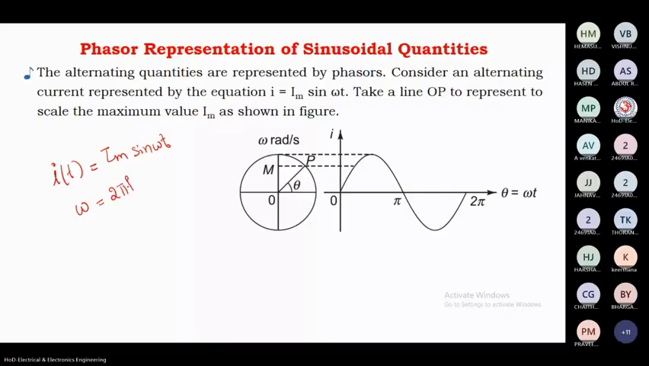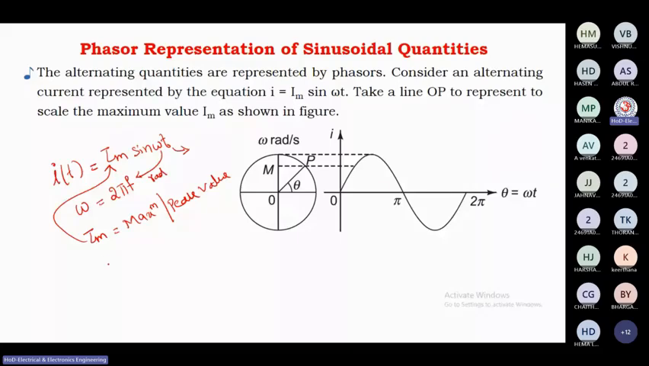max 2 pi f. So Im is nothing but the maximum or peak value. So this is nothing but the maximum or peak value. Omega is nothing but this. It is expressed in radians.